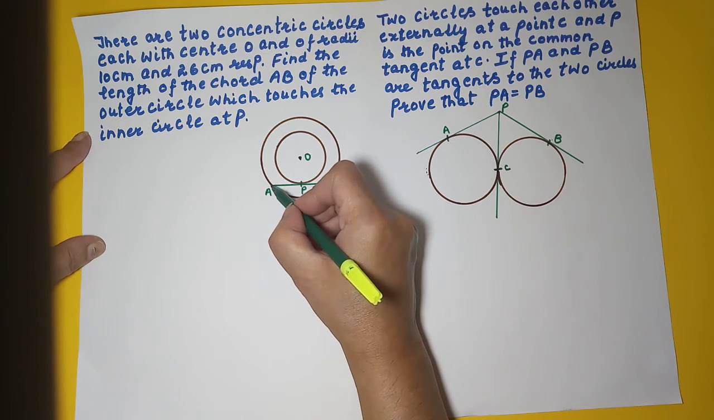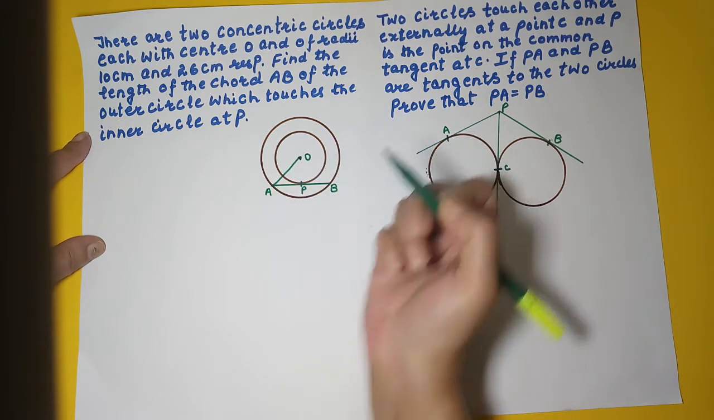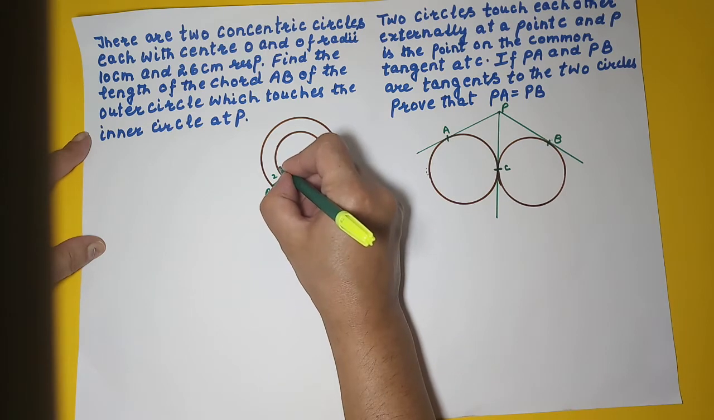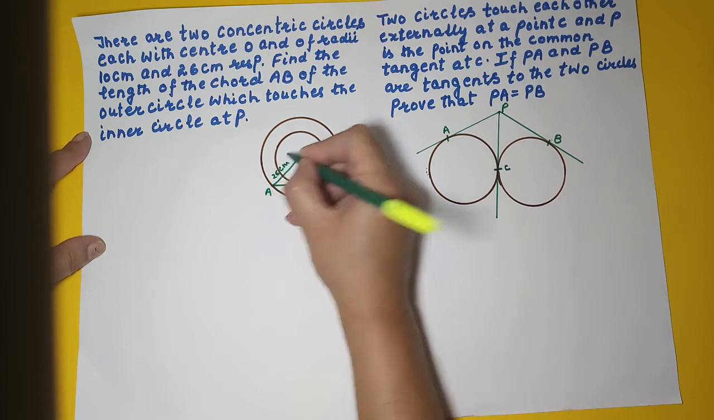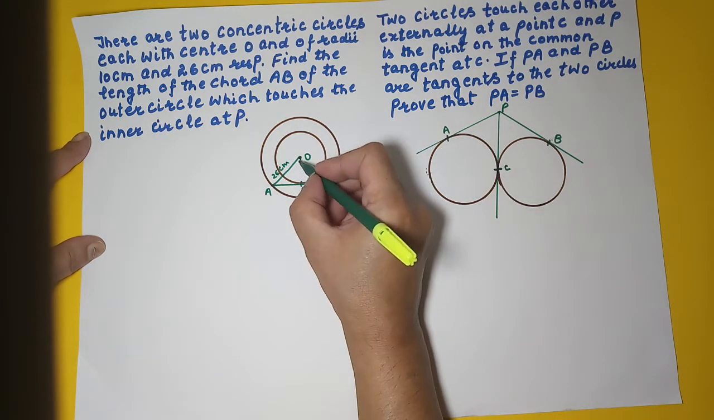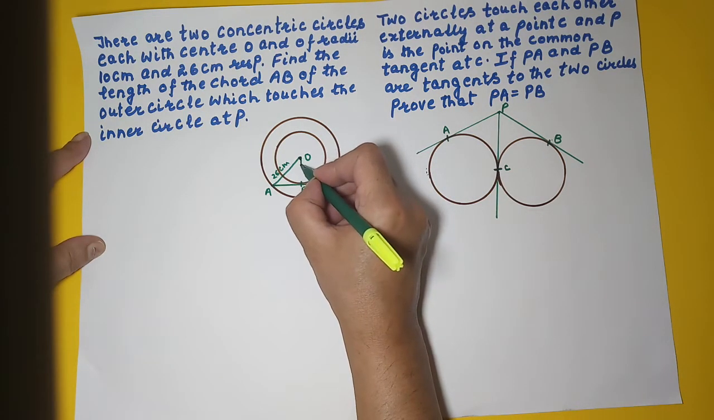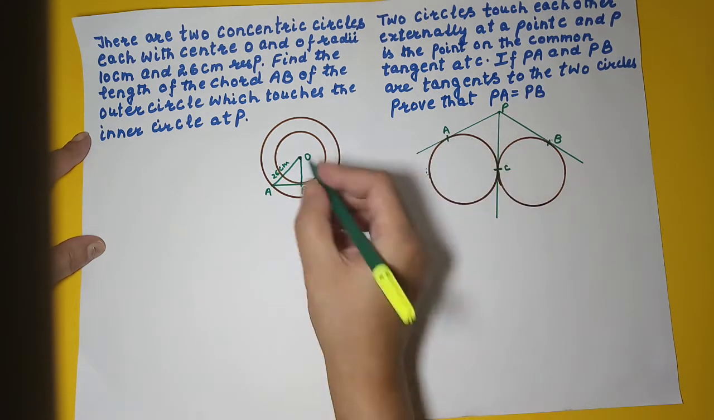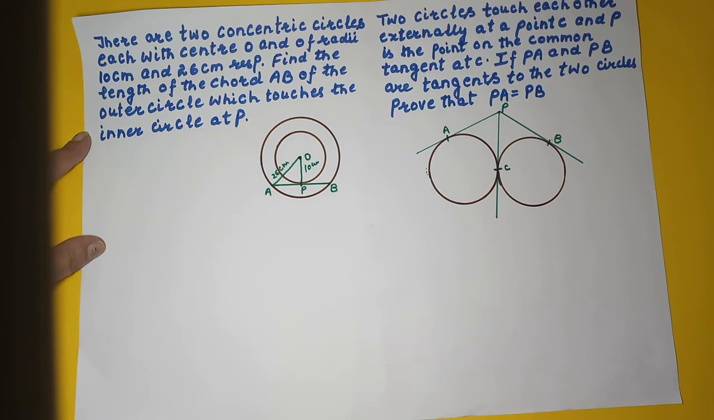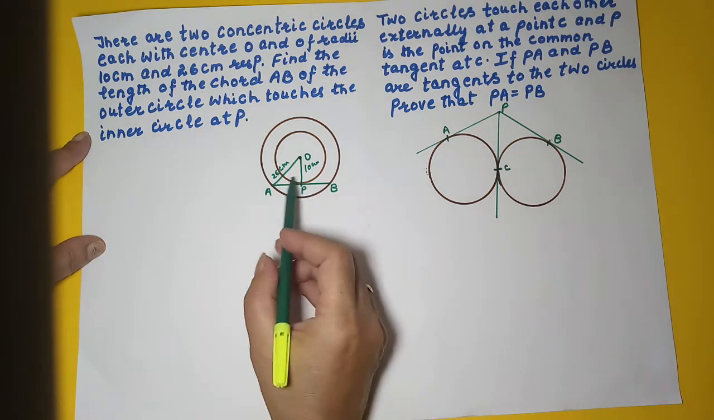So it means that the bigger circle is having the radius as 26 centimeters. This is the radius for the bigger circle, which is 26 centimeters. And smaller circle is having the radius as 10 centimeters. So if we join this, this is 10 centimeters. Now, he wants us to find the length of the chord AB.